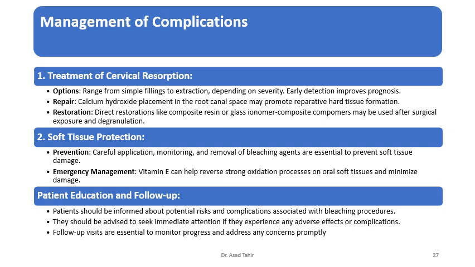2. Soft tissue protection. Prevention. Careful application, monitoring, and removal of bleaching agents are essential to prevent soft tissue damage. Emergency management. Vitamin E can help reverse strong oxidation processes on oral soft tissues and minimize damage.